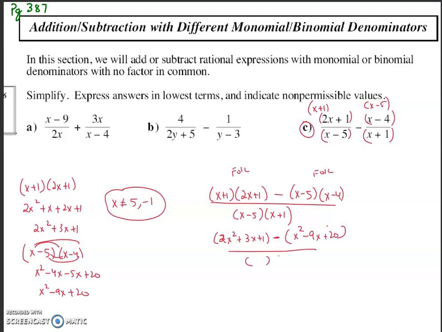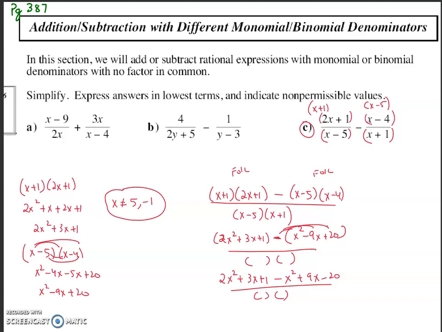Over my two brackets, okay? Then I'm going to open up my brackets. This just makes sure that if there's any sign like this negative on the outside, it gets distributed to everything inside. So it will change all the signs inside over my denominator.